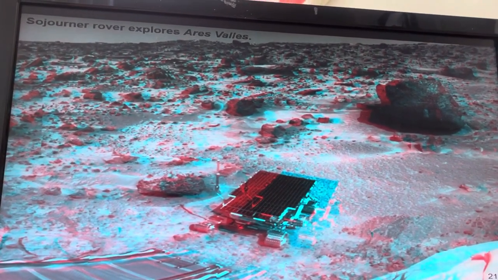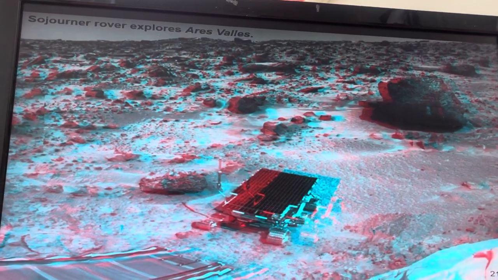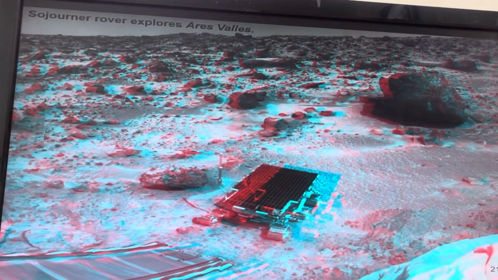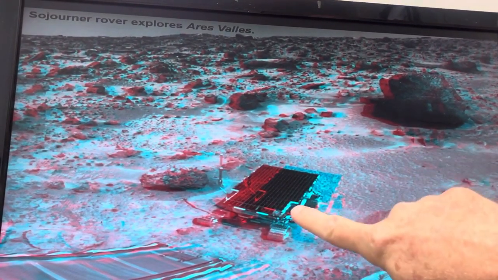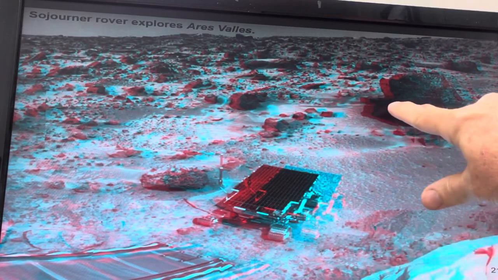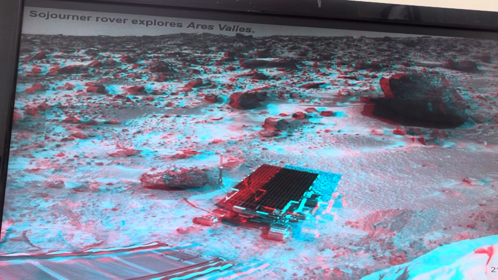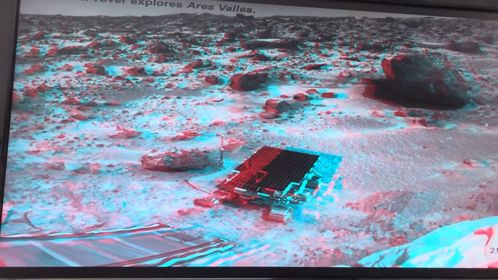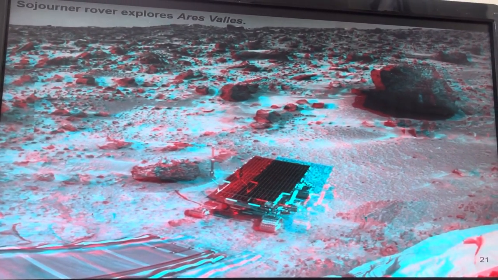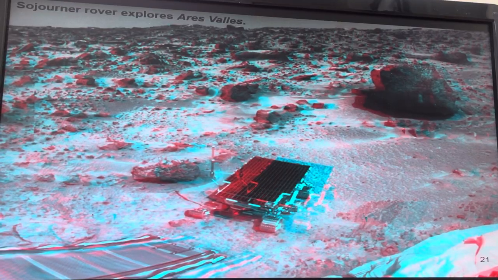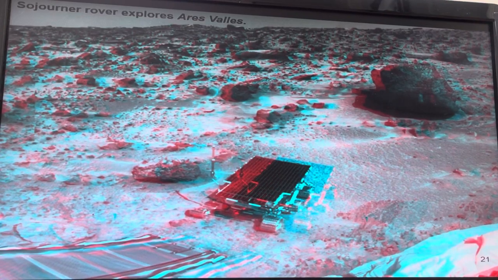Where they landed was Ares Vallis. And the first thing that this rover, the Sojourner rover, did was to go over to this rock and drill a little hole in it. And they're looking for life. They're looking for geographic composition. Just exploring. It's exploration, and it's through what we just call baby steps. One little thing at a time.